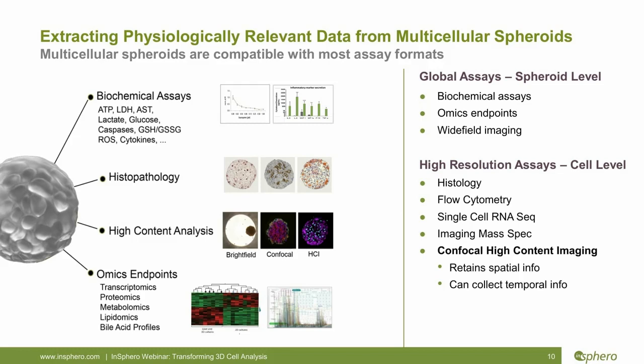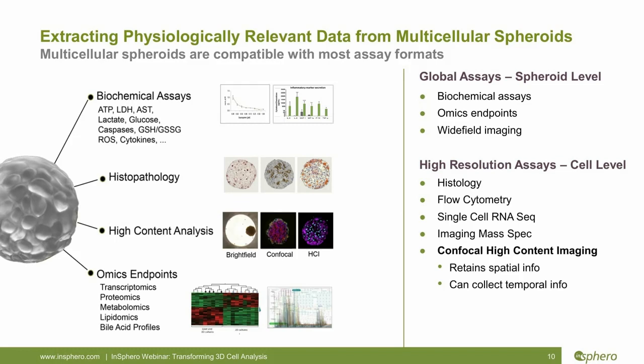The 3D compatible assays can actually be broken down into two general categories. So there's the global assays, those that measure responses at the spheroid level. These include secreted analytes as well as lytic endpoints. And then there's the high resolution assays, which measure tissue responses at the cell level. The latter are particularly well suited for multicellular tissues where the questions are commonly asked at the cell level.